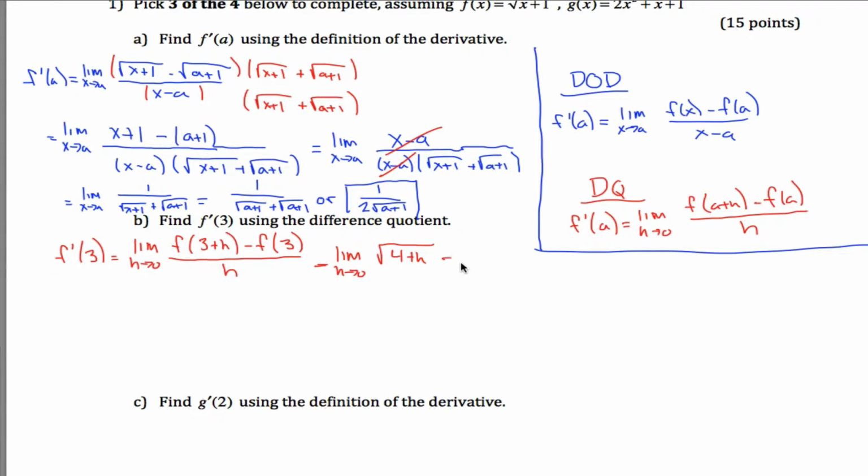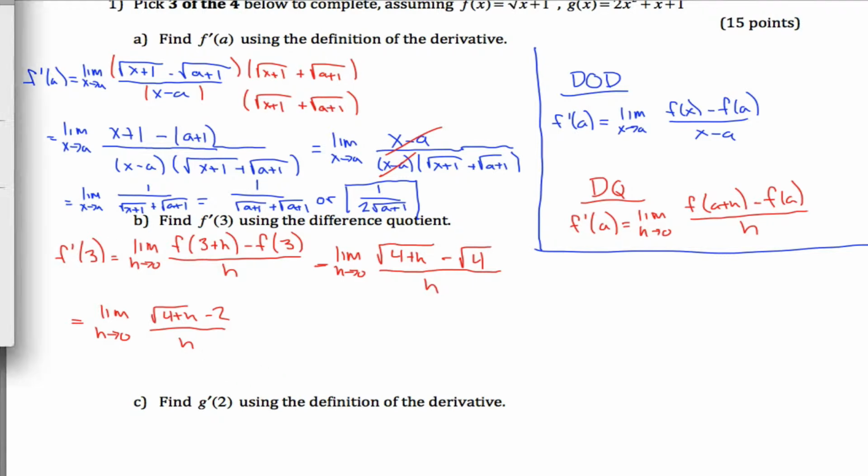F of 3 would be the square root of 3 plus 1. 3 plus 1 is 4. So what I get is this is equal to the limit as h approaches 0 of the square root of 4 plus h minus 2 divided by h. That should look familiar. That's something we did in 2.3.